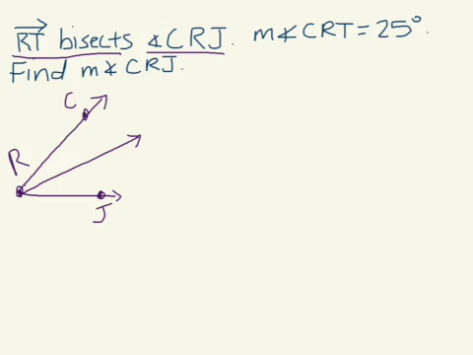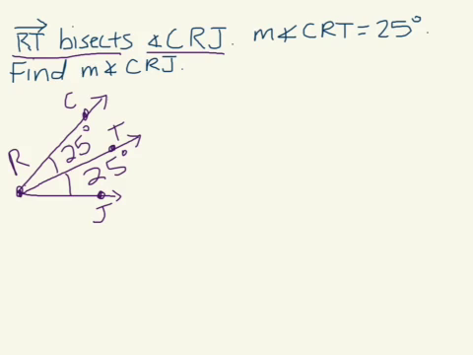Now, if you'll remember, when we talk about angles being congruent to each other, bisects means to cut it in half, which means that these two angles that are created, angle CRT and angle TRJ, are congruent, and I can mark them as congruent with the little arcs. CRT is 25 degrees, and because those are congruent to each other, I automatically know that this angle TRJ is also 25 degrees.